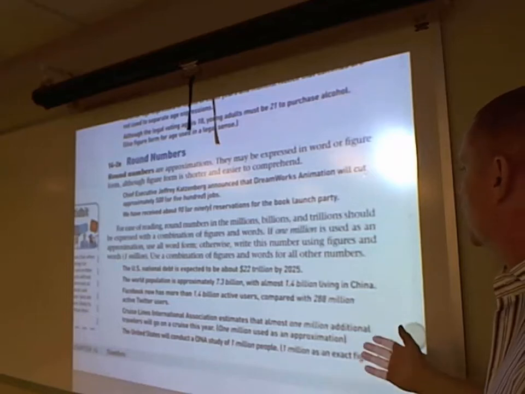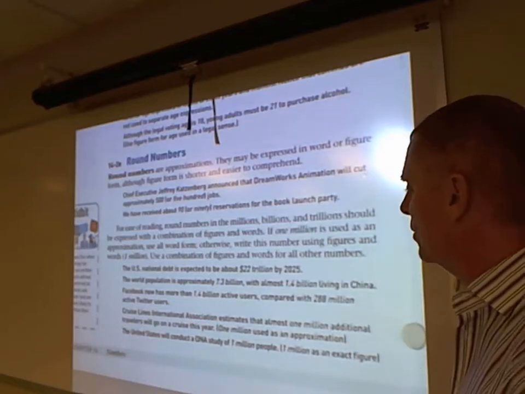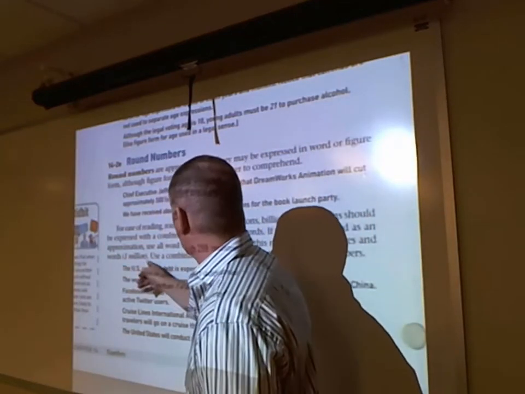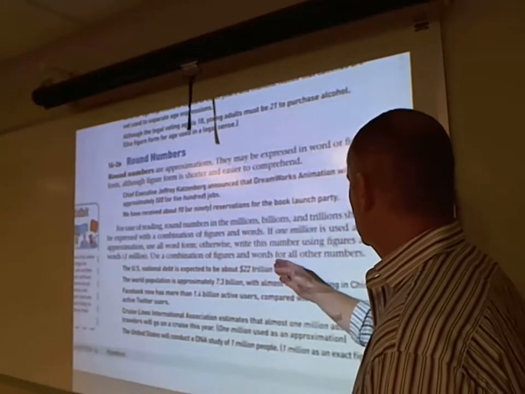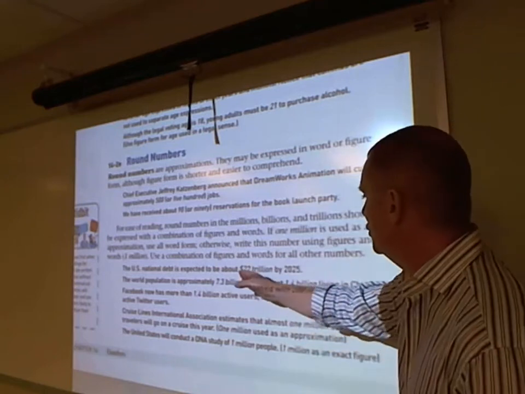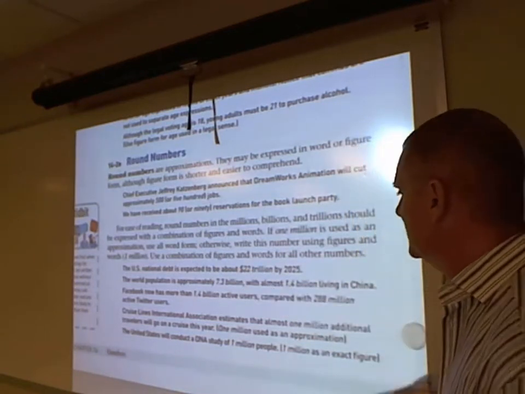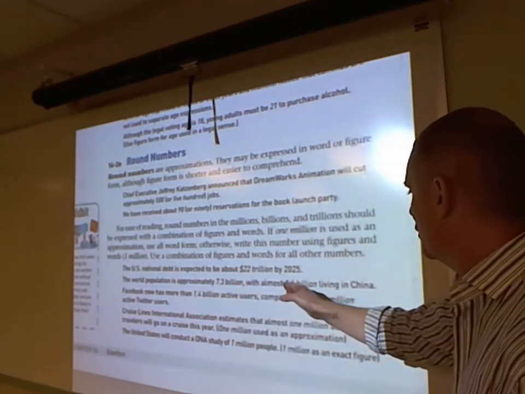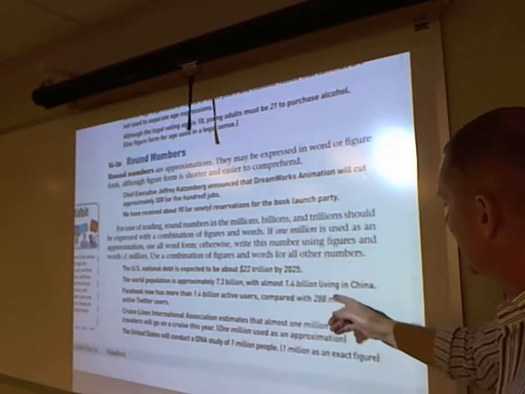Okay, $22 trillion, 7.3 billion, almost worth 1.4 billion living in China. Facebook has a mere 1.4 billion active users. Just makes it easier to read with 288 million active Twitter accounts.